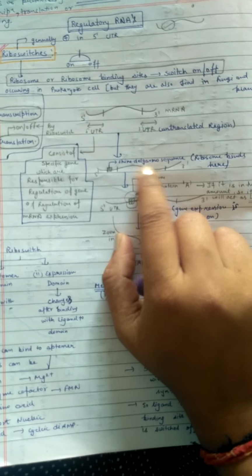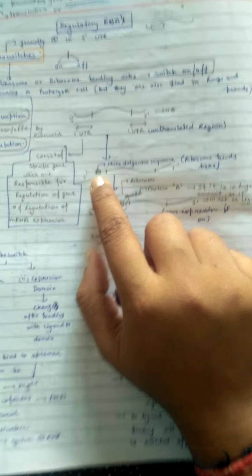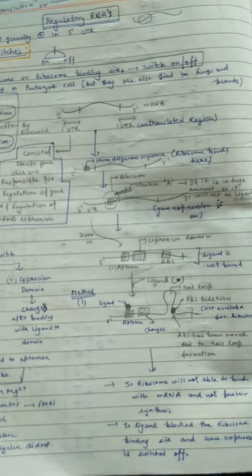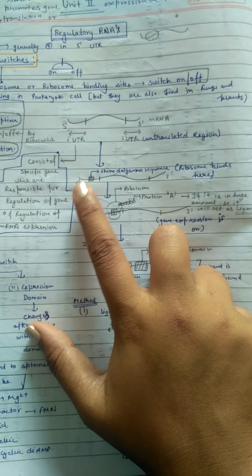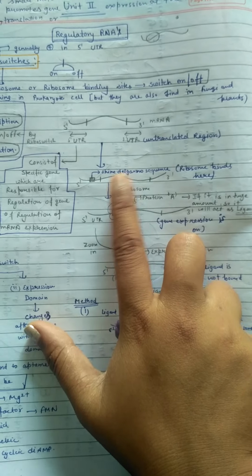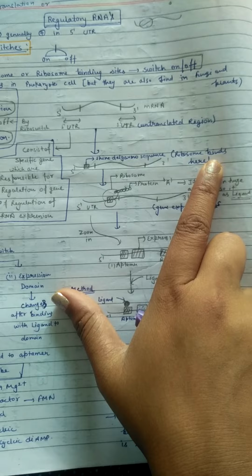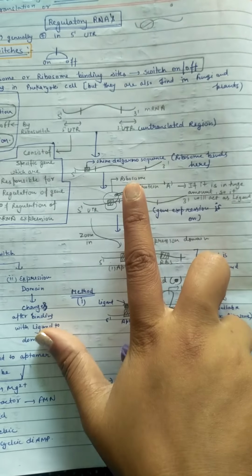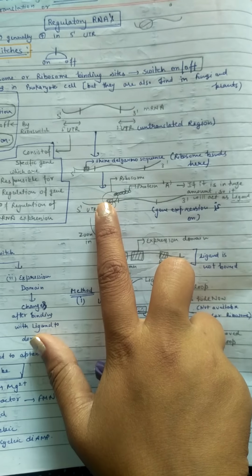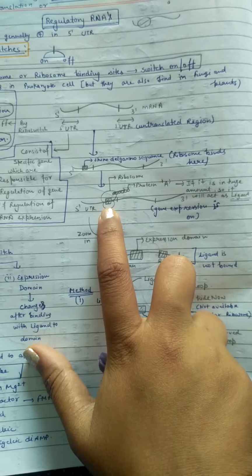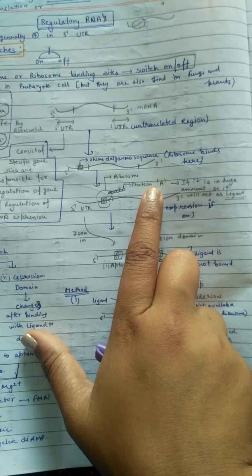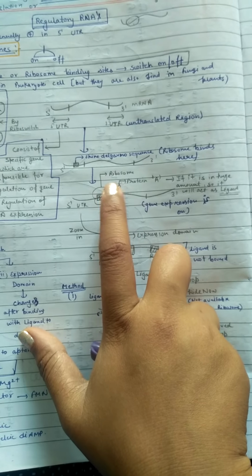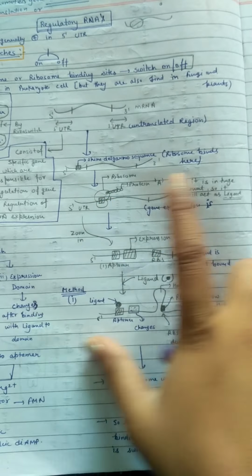So in the prokaryote there is a Shine-Dalgarno sequence, which indicates the ribosome binding site. The Shine-Dalgarno sequence is present here at the 5 prime end, and here the ribosome can bind. When both subunits of the ribosome are bound here, it leads to the formation of a protein. Suppose it is a protein A which is formed as a product after the binding of both subunits of the ribosome.